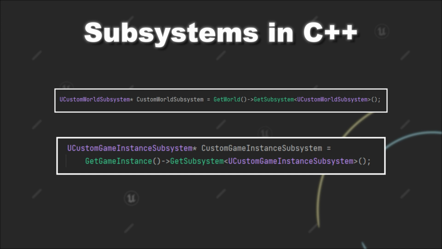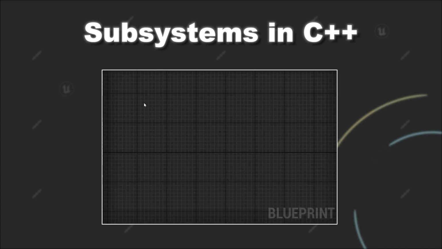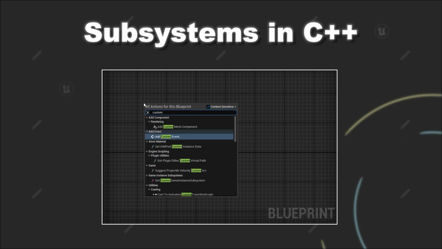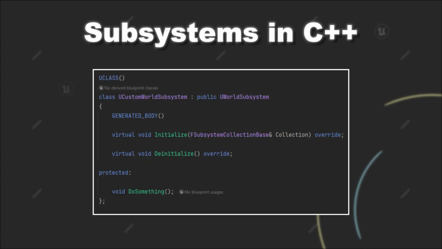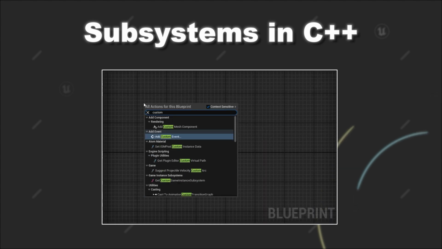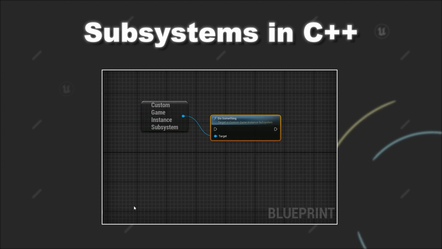If we take a look into Blueprint, you can also access your subsystem easily in the correct context by just using the name of your subsystem. Then, if we have a custom function in our subsystem and mark it as BlueprintCallable, we can easily call it from within other Blueprints by getting the subsystem instance and then calling the function.